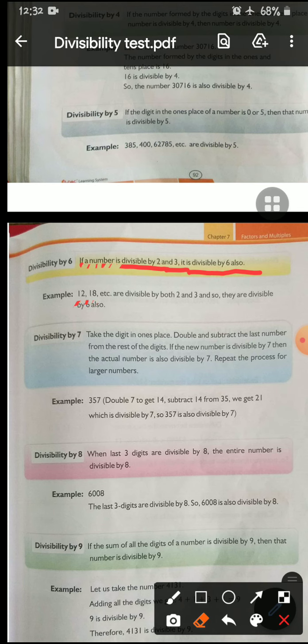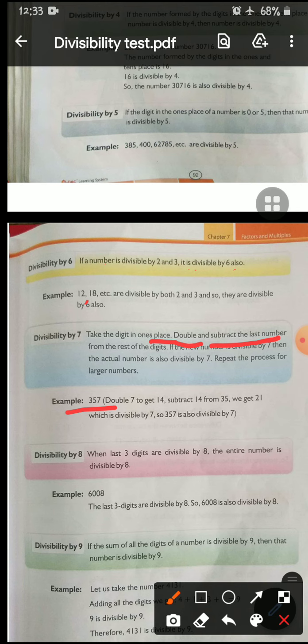Now next, divisibility by 7. In the divisibility by 7, first you have to take the digit at the ones place. You have to double that digit and subtract it from the rest of the digits. If the new number is divisible by 7, then the actual number is also divisible by 7. For example, here you have been given 357.